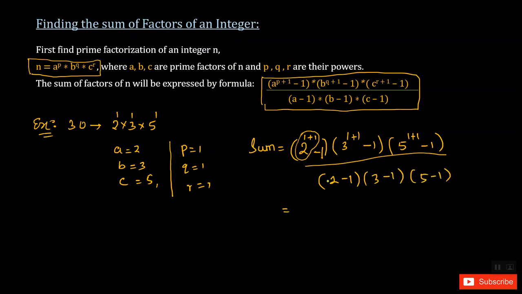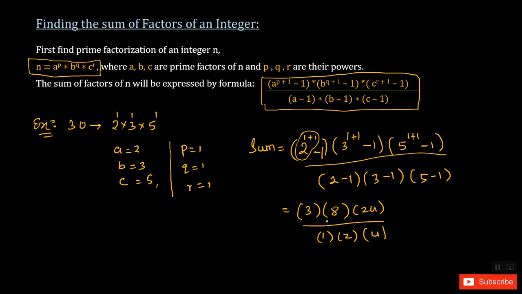So what do you get? 2 to the power 1 plus 1, so 1 plus 1 is 2, 2 to the power 2 is 4, 4 minus 1 I am writing directly as 3. 3 to the power 2 is 9, so 9 minus 1 is 8. 5 to the power 2 is 25, 25 minus 1 I am writing as 24. In the denominator, 2 minus 1 is 1, 3 minus 1 is 2, 5 minus 1 is 4.